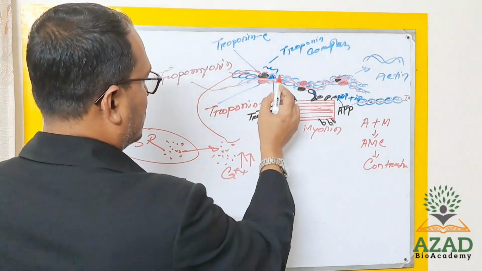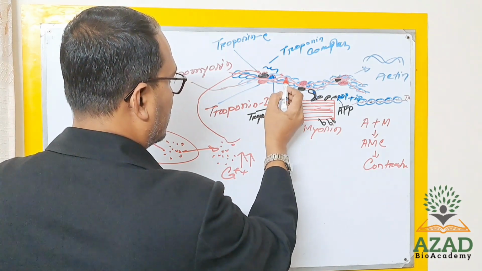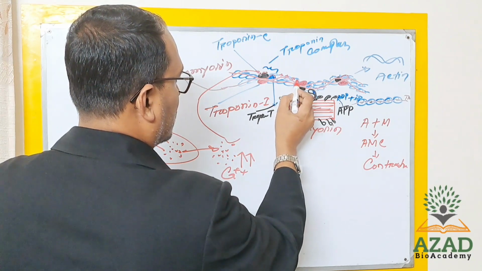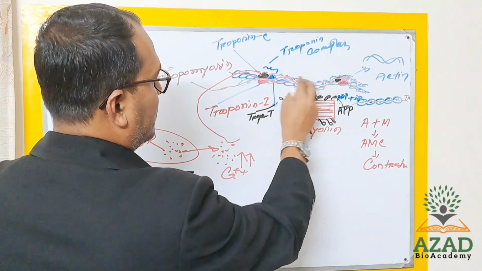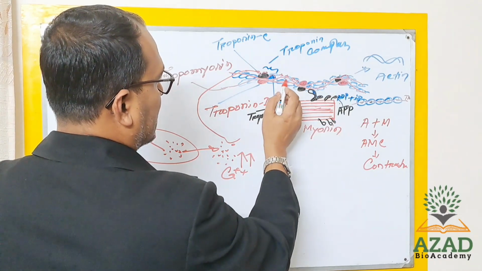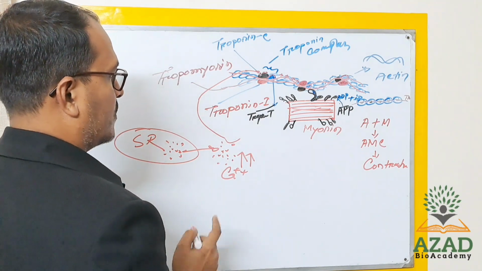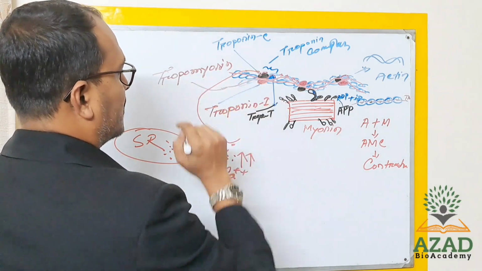Okay, so what will happen? So this tropomyosin will just change its position. The binding site of the actin will be open because the tropomyosin is already displaced from that part with the help of calcium binding with the troponin C.